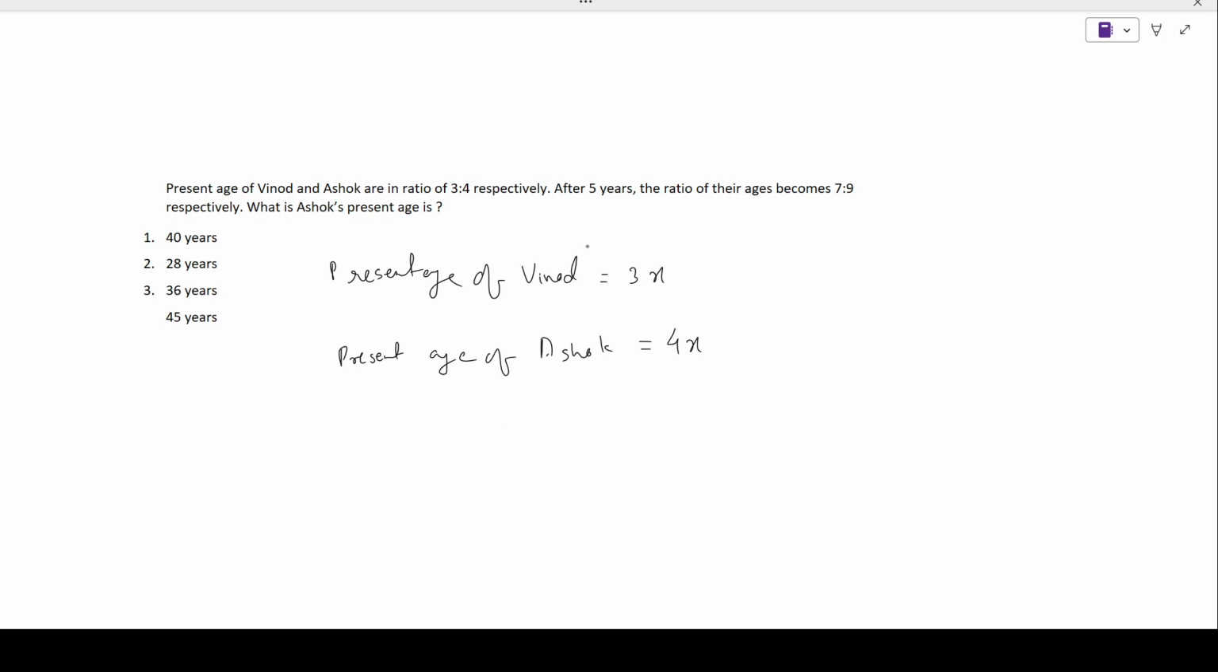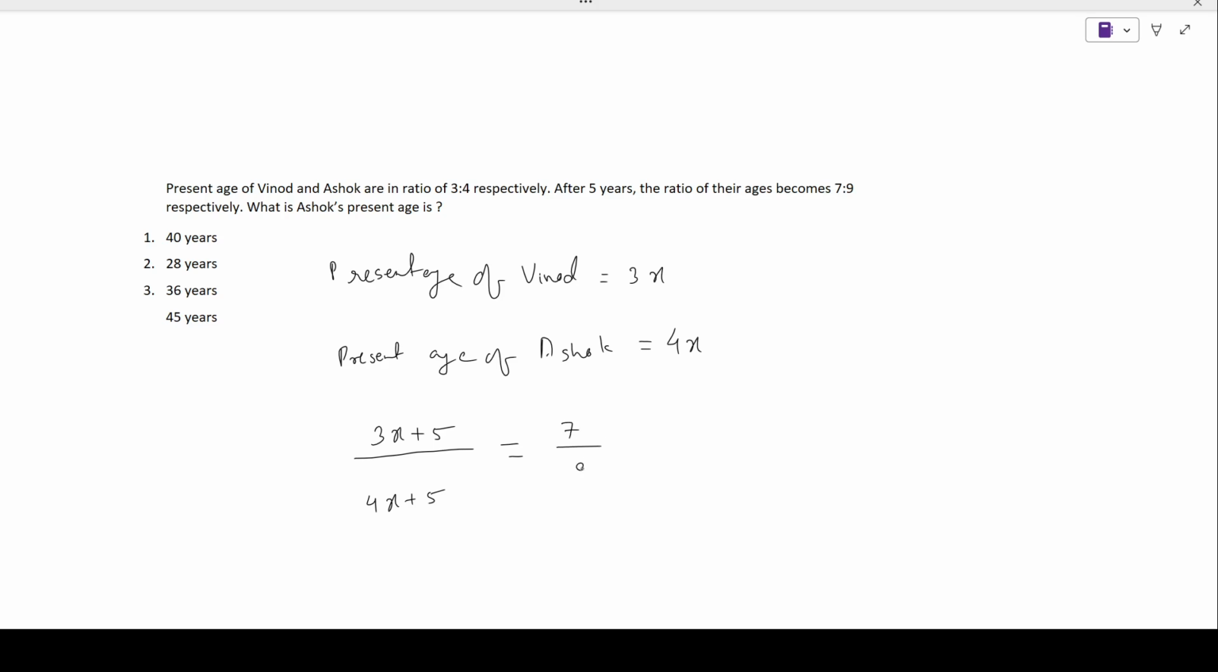After 5 years, the ratio of their ages becomes 7 ratio 9. The present age is 3x for Vinod. After 5 years, his age will be 3x plus 5, and the same will be done for Ashok: 4x plus 5. Now we are given that their ages become 7 ratio 9 after 5 years.